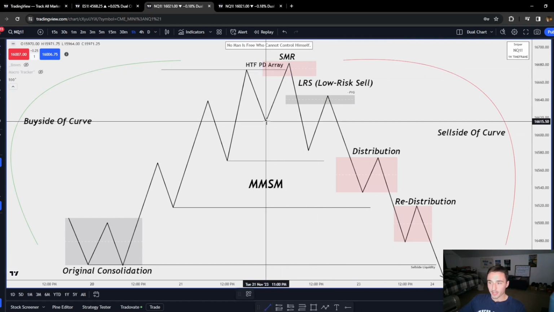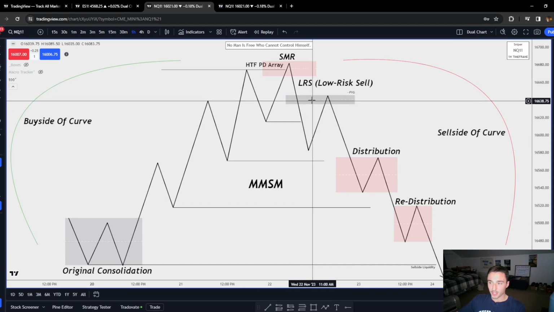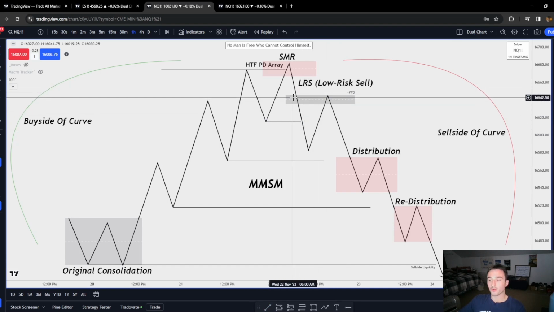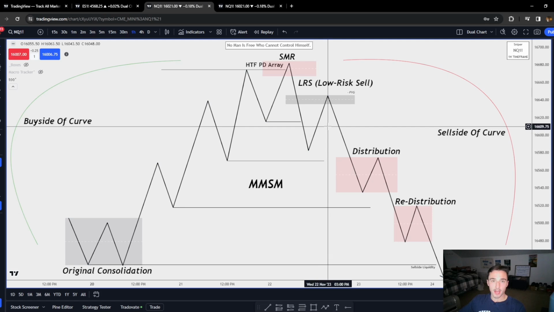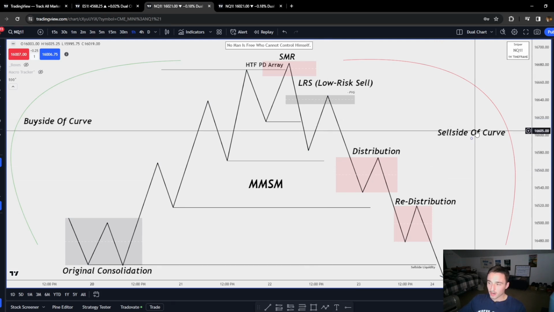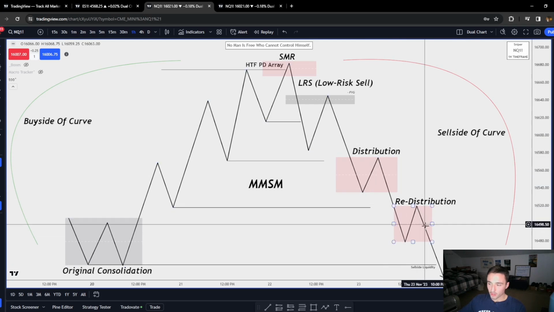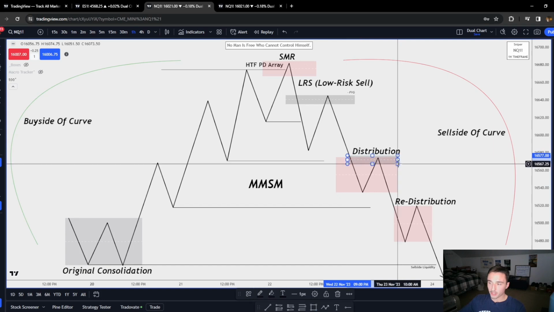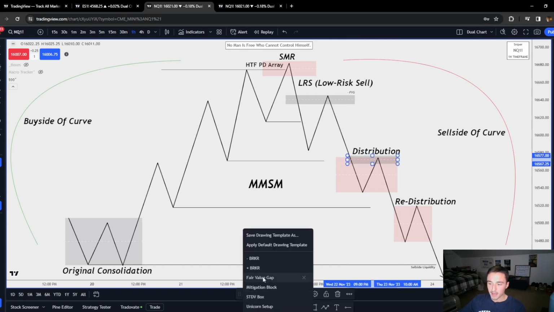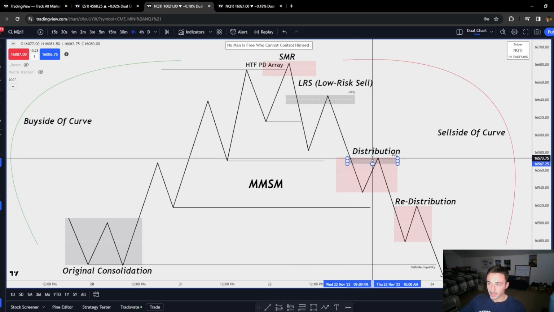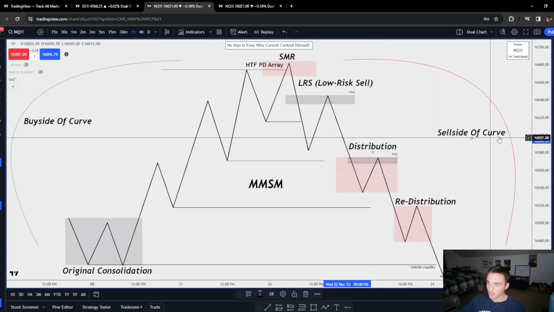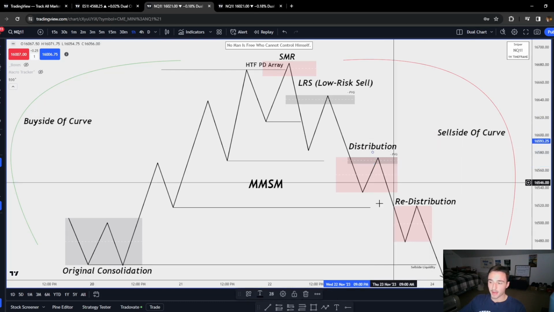You get your market structure shift right here with a bearish fair value gap. That is your 2022 model. You short the fair value gap and then target the opposing side of liquidity. And within sell side of the curve, we have each of these distribution stages. Each of these distribution stages will trade into a bearish fair value gap. And the idea is that bearish fair value gaps are going to be respected because we're on sell side of the curve, they should be respected.